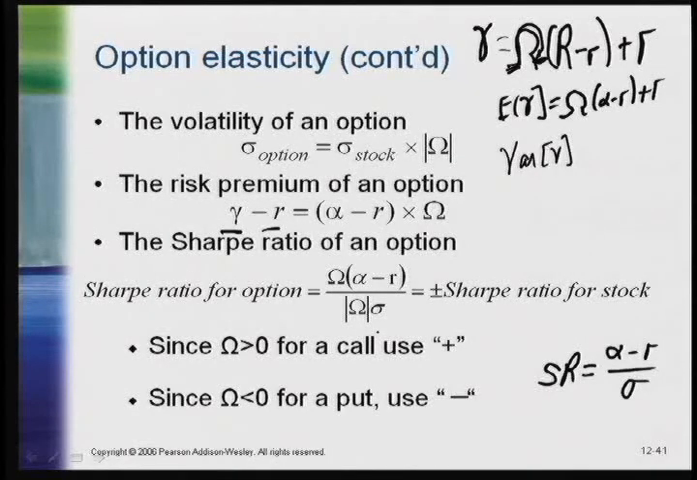So this gives you plus or minus the Sharpe ratio for the stock. Because notice that we can cancel out the omegas, but we get a plus or minus because of the absolute value. So what we conclude is that for a call, omega is positive, and we use a positive, namely that the Sharpe ratio for an option is the Sharpe ratio for a stock. But if we're dealing with a put, the Sharpe ratio for the option is minus the Sharpe ratio for the stock.